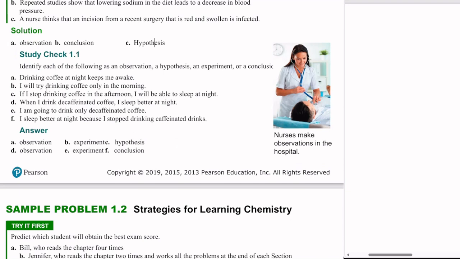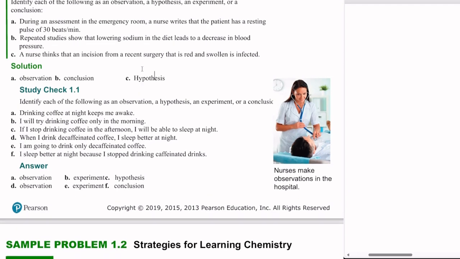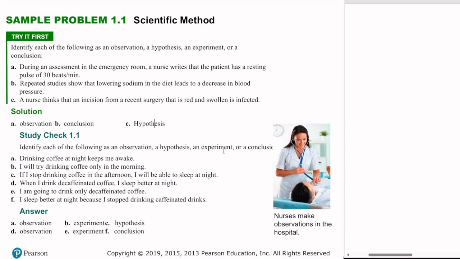Here are some further problems. Identify each of the following as an observation, a hypothesis, an experiment, or a conclusion. Drinking coffee at night keeps me awake. This is an observation. I will try drinking coffee only in the morning. This would be an experiment.